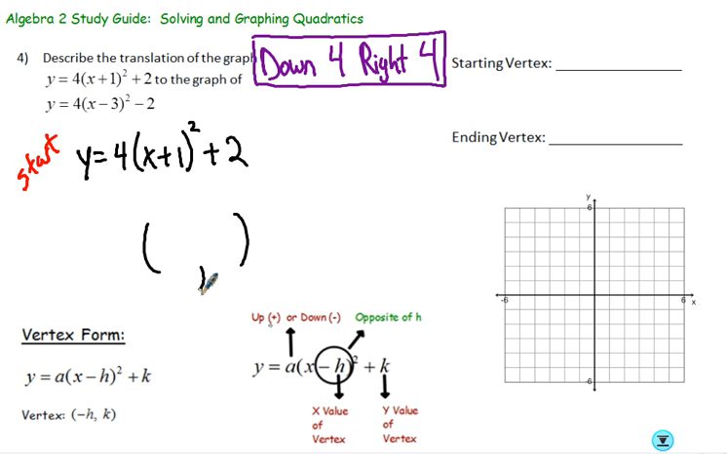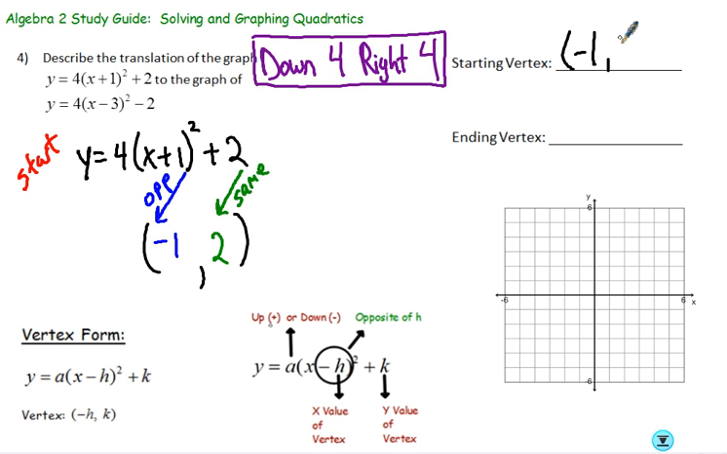And again, where people make a mistake is they either don't switch or they switch the wrong one. So remember, it's the h value, the one that's on the inside, that switches. So that positive 1 would actually be a negative 1. Remember, we're taking the opposite of that. And then the k value, which represents the y of the vertex, stays the same. So that would be a positive 2. So negative 1, 2 would be my starting vertex.